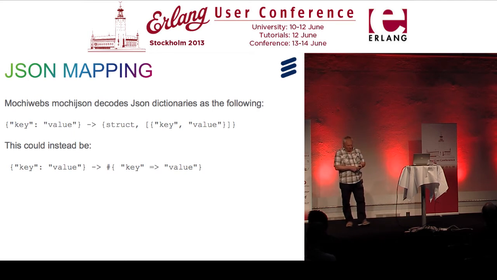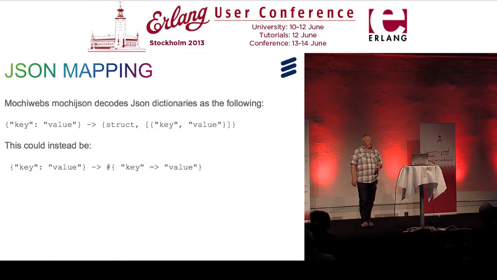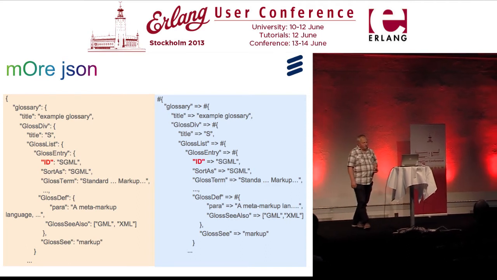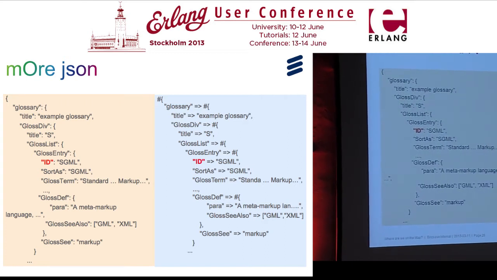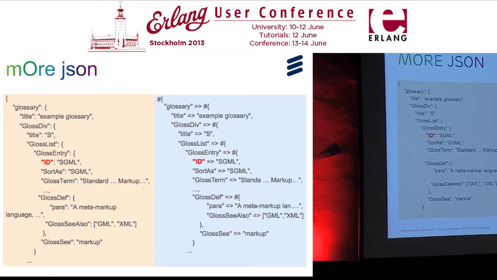Here are some examples of JSON mapping. First, you see how it's mapped to Erlang terms in Mochi JSON today, and there are other similar mappings. You could map it to the map data type as below here. You see that the JSON and the map structure go hand in hand. And here's a bigger example of how you could view the JSON data as a map, and it looks almost identical.